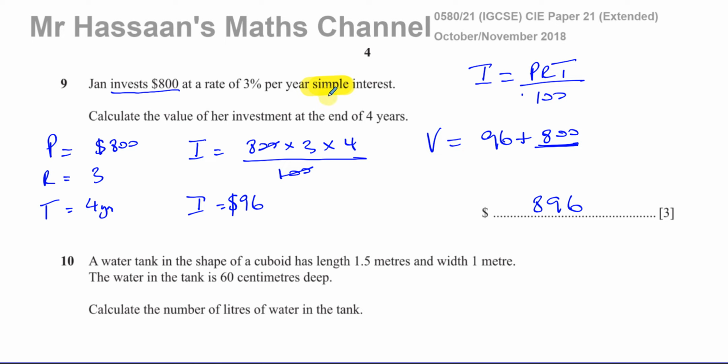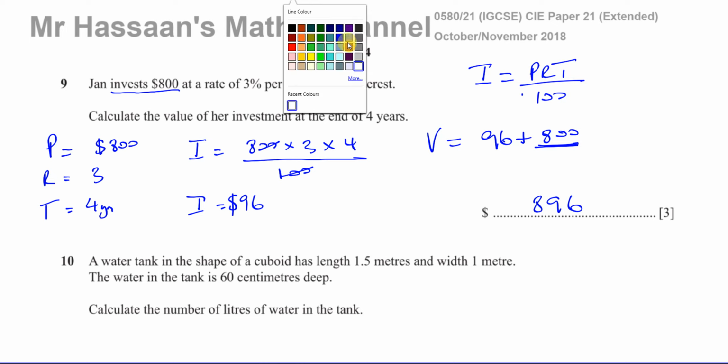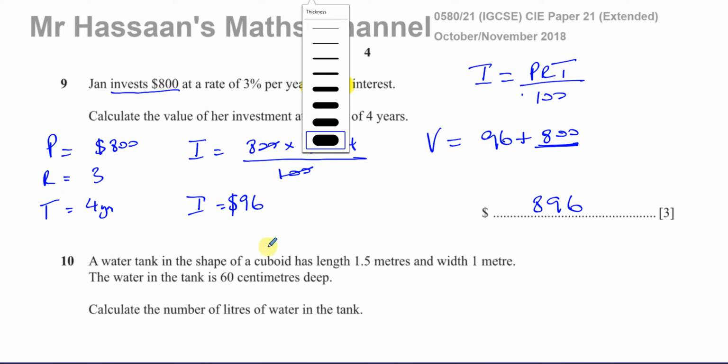Now, if this was compound interest, then we have a totally different way of dealing with it, a totally different formula, and that formula will give us the new amount. Imagine this was compound interest. Let's say I just changed this question slightly to give you an idea. This is not the actual question asked. This is a different question.